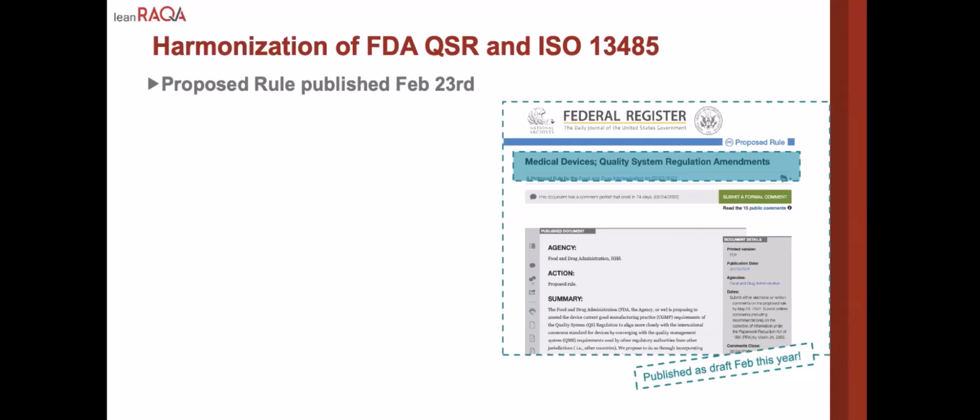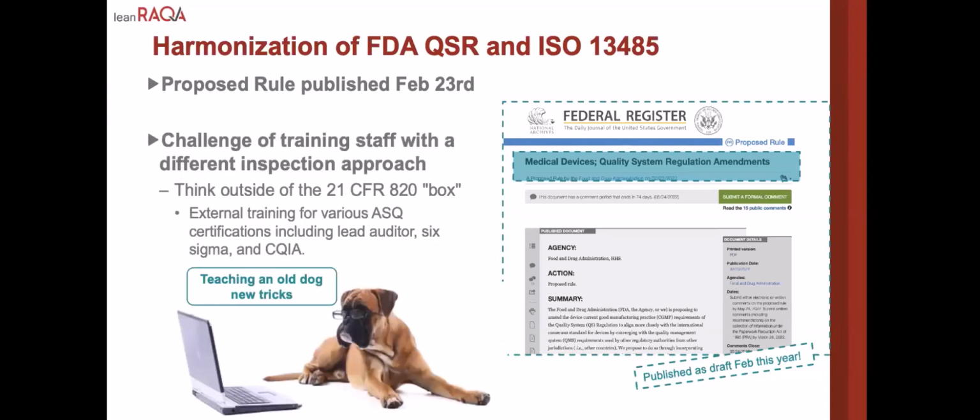So over time, the quality system regulation and ISO 13485, in terms of requirements and what the FDA really meant to say, have grown closer and closer together, to the point that FDA published a proposed rule on February 23rd of this year, proposing that they formally adopt ISO 13485 as a recognized standard, and that it replace the quality system regulation. So this is going to be challenging.